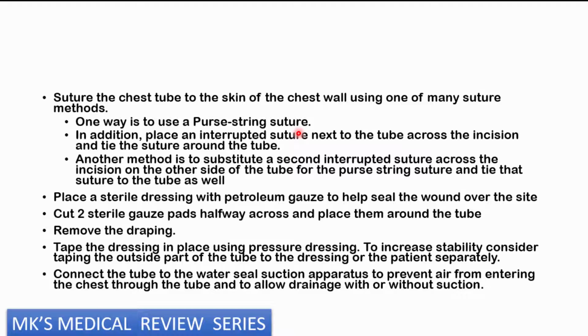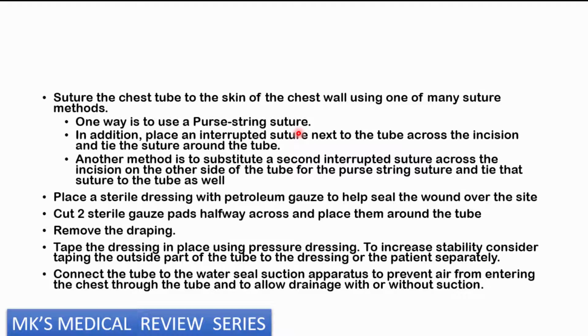Then of course you're going to be placing the sterile dressing with petroleum gauze to help form a seal around the wound. You're going to be cutting 2 sterile gauze pads halfway across and place them around the tube. And then after this, you remove the draping and of course tape the dressing in place using pressure dressing.